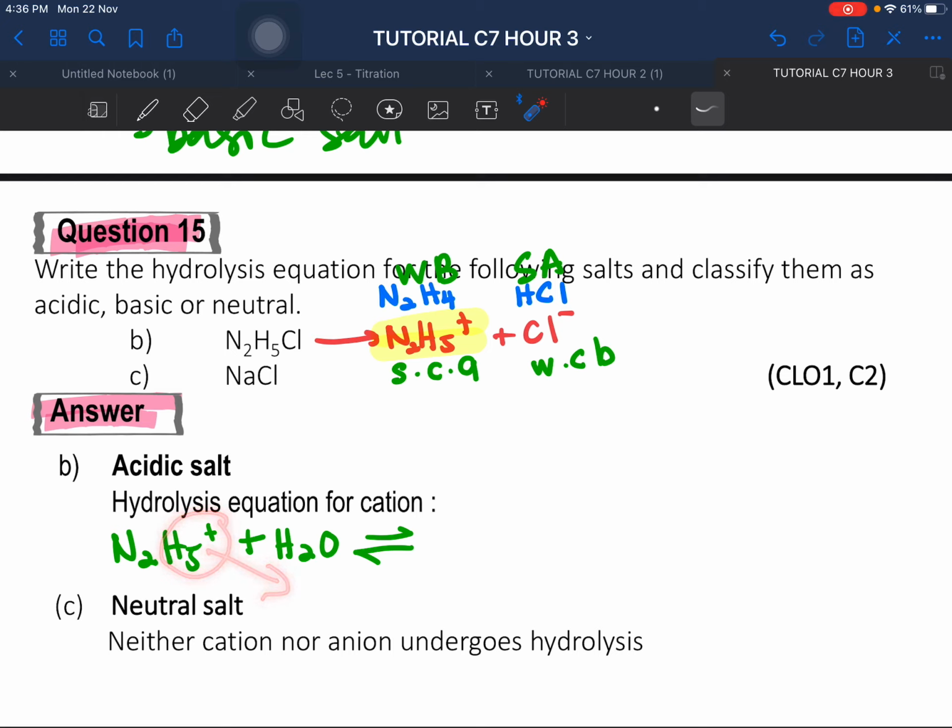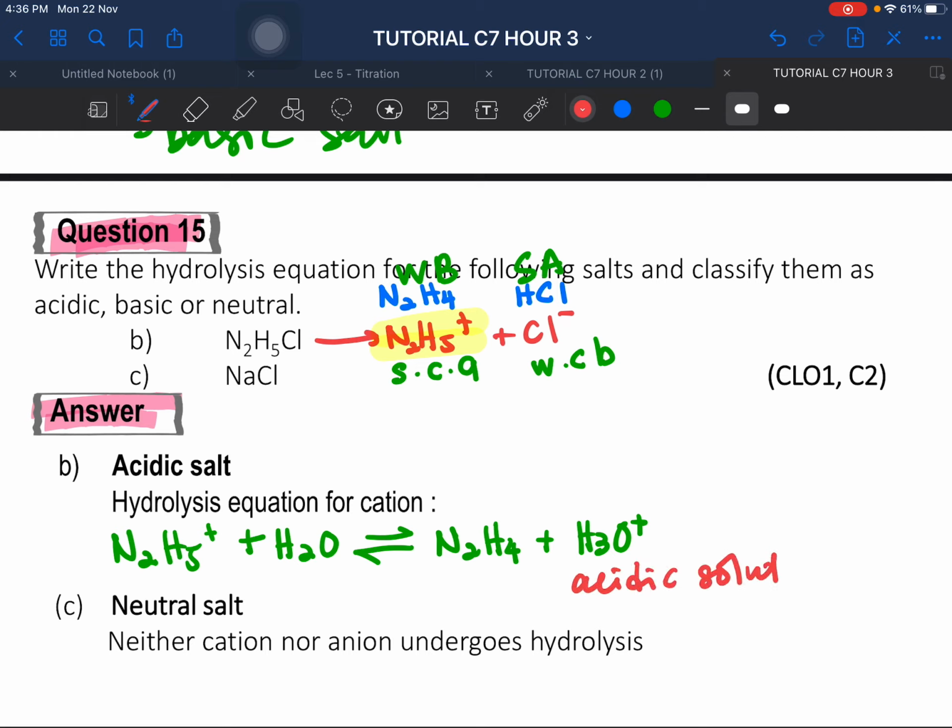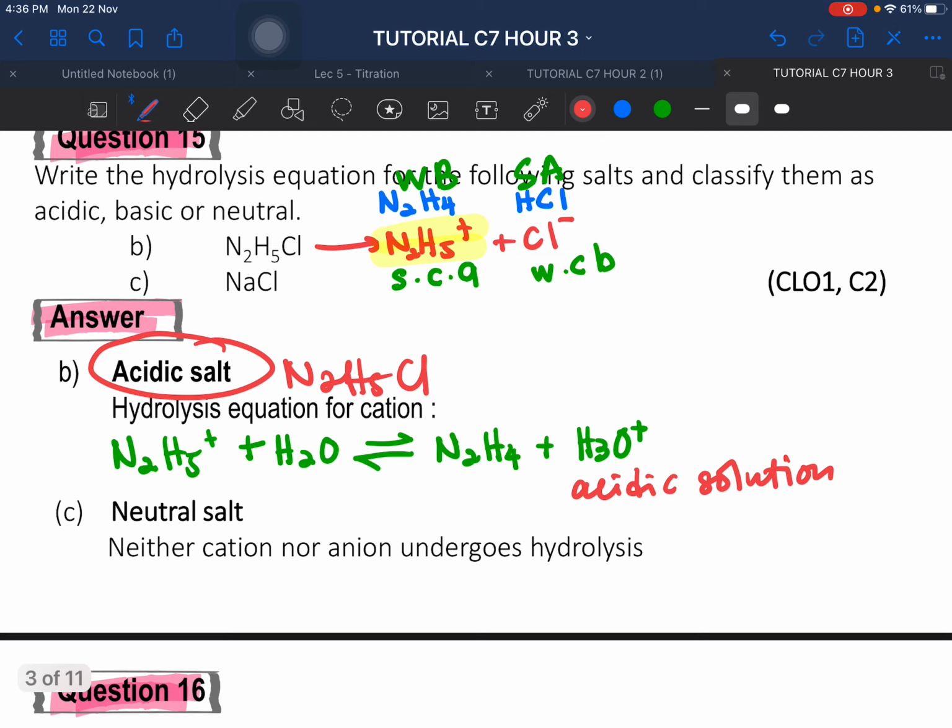Dia akan keluar. Dia akan menjadi N2H4 plus H3O plus. Okay, so it will form acidic solution. Therefore, this salt is acidic salt. Okay, N2H5Cl is acidic salt. What about NaCl?